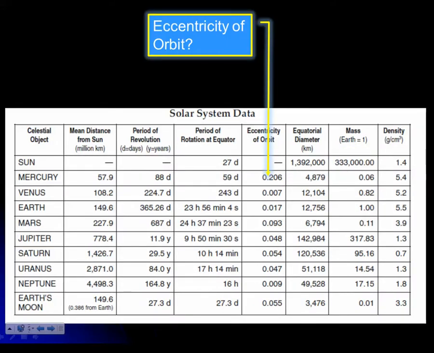All right, eccentricity of orbit. Now I've been saving this for last here because eccentricity involves a little more thought and some math and some understanding of different shapes. Eccentricity, the numbers, if you look here, are not in any kind of order: 0.206, 0.007, 0.017, 0.093. As you get farther away from the sun, they don't constantly increase, they don't constantly decrease. They're kind of random.